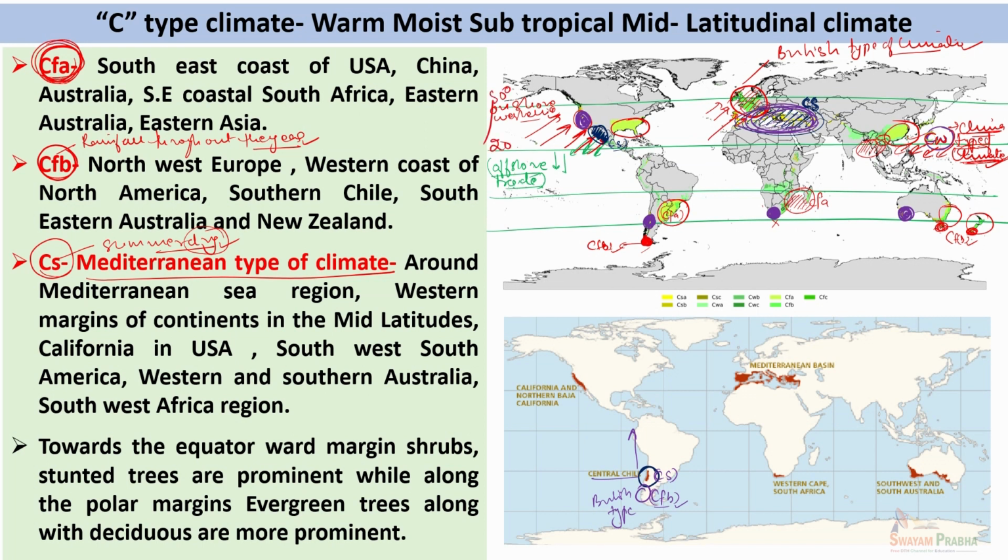both the hemispheres. And the most important among all of these is the Mediterranean type of climate, because it represents a very unique type of climate developed due to the shifting of pressure belts. So these transition zones of Mediterranean type of climate towards the equatorward margins have shrubs, stunted trees, while along the poleward margins you have evergreen type of forest along with deciduous type of vegetation. So evergreen type of forest are found along the poleward margins of the Mediterranean type of climate in the British type of climate, or CFB type of climate.